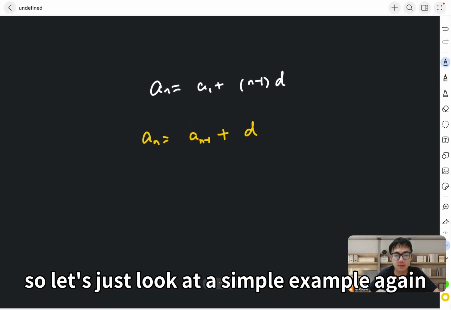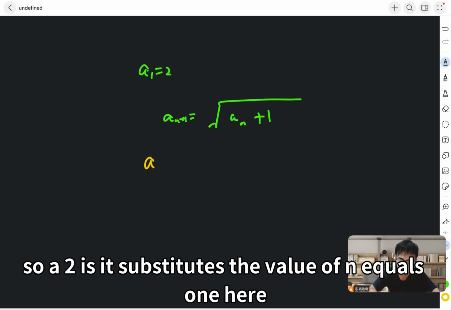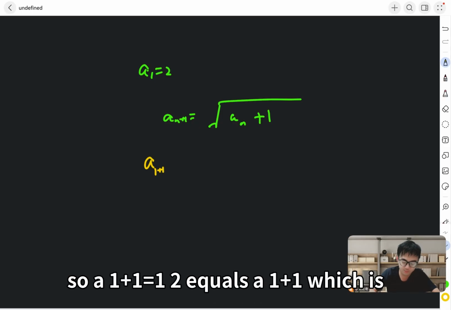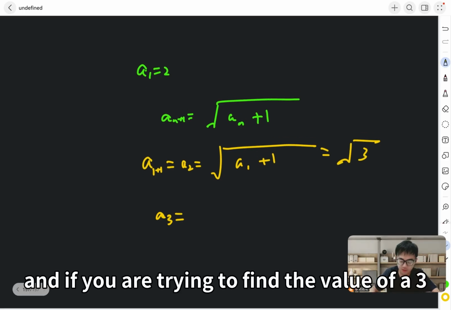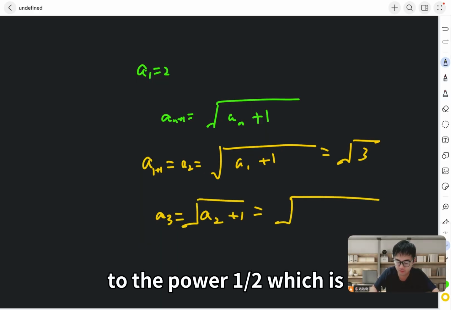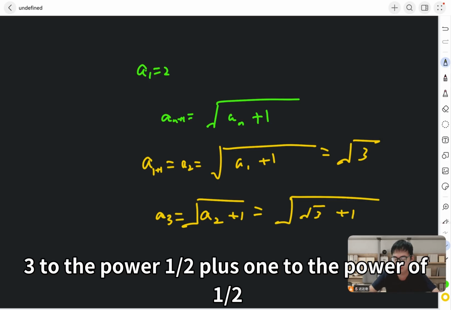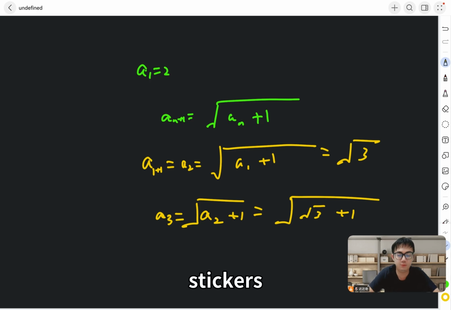Let's look at a simple example again. a1 is 2 and a(n+1) equals the square root of an plus 1. So we can try to find the value of a2. Substituting n equals 1, a2 equals the square root of a1 plus 1, which is 3 to the power of 1/2. And if you are trying to find the value of a3, it's the square root of a2 plus 1, which is the square root of 3 to the power of 1/2 plus 1. So this is called a recurrence sequence.